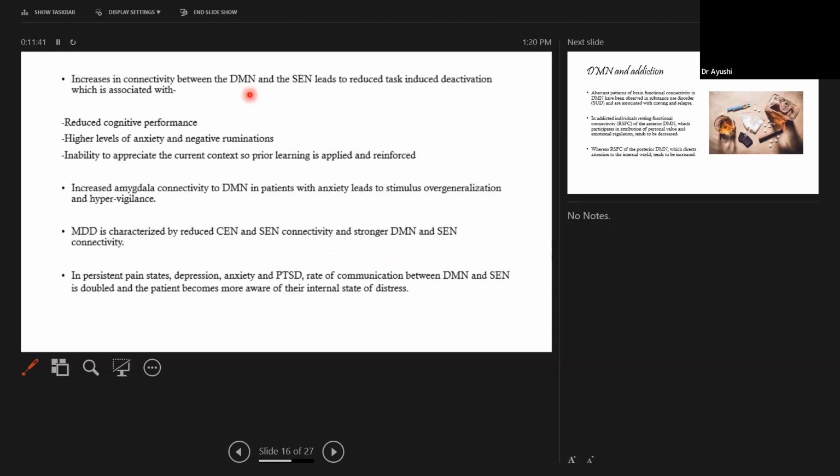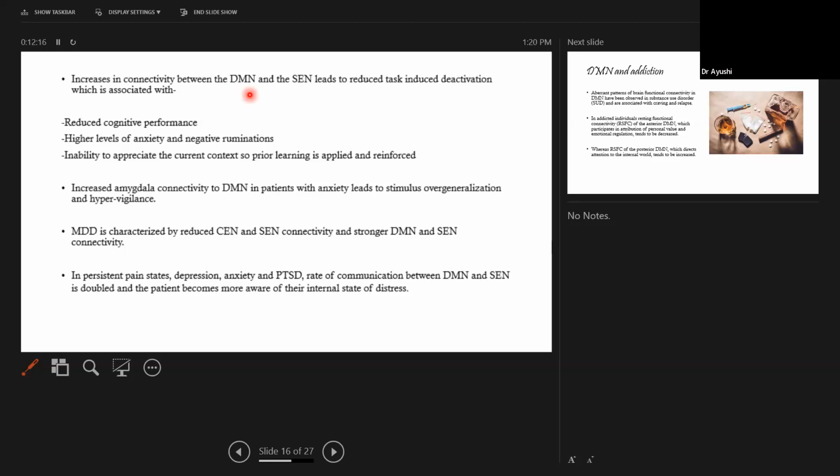Now, when the connectivity between these two increases, the connectivity with the central executive network obviously decreases, because they go opposite. There is an inverse relation between the default mode and the central executive. So when the DMN and the salience network are connected, this leads to reduced cognitive performance, higher levels of anxiety and negative ruminations, and inability to appreciate the current context so that prior learning is applied and reinforced. So the central executive network is not very active here. The default mode network is more active and more connected to the salience network.